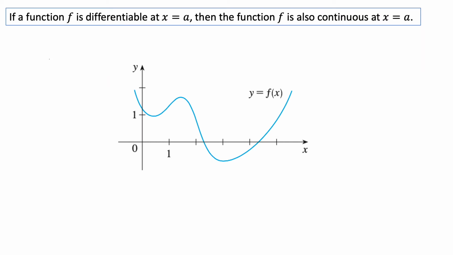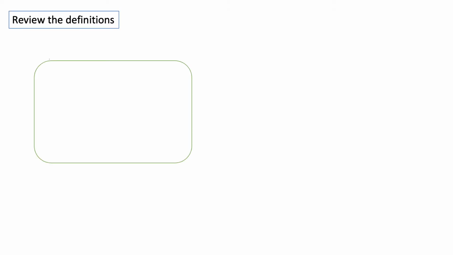If a function is differentiable at a point, we believe that the graph of the function is somewhat smooth there, so it is very natural to guess that f must also be continuous at that point. So in this video, we will find a mathematical justification of that observation.